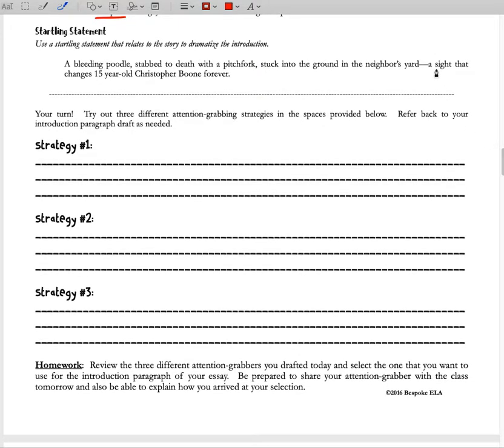Or a startling statement. Use a startling statement that relates to the story to dramatize the introduction. So, for example: a bleeding poodle stabbed to death with a pitchfork stuck into the ground in the neighbor's yard, a sight that changes 15-year-old Christopher Boone forever. It gives a little bit of drama. It startles us. It is a stark image, and it draws us in. It engages us. Makes us want to read more.